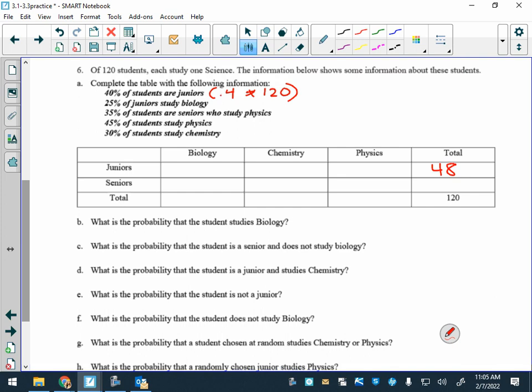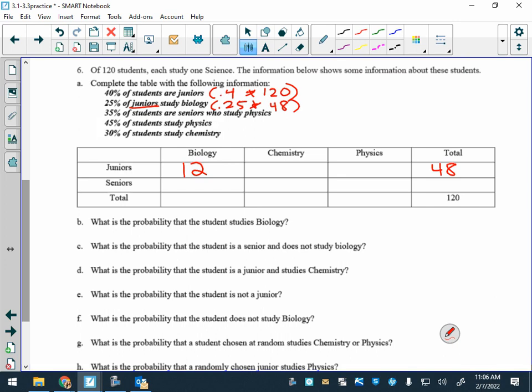Okay. Then we have 25% of juniors study bio. So what would I do here? Good. Since they're only speaking about juniors, it's 0.25 times 48. Okay. So how many juniors study bio? 12. Good.